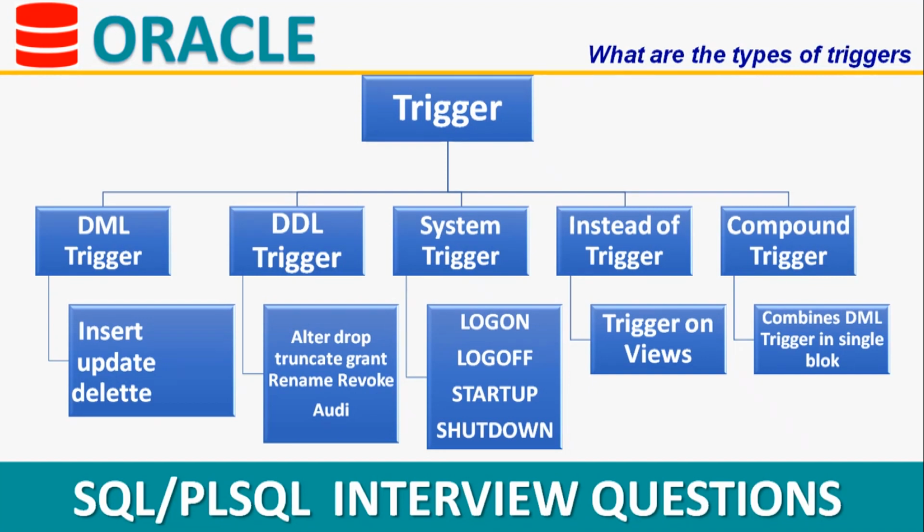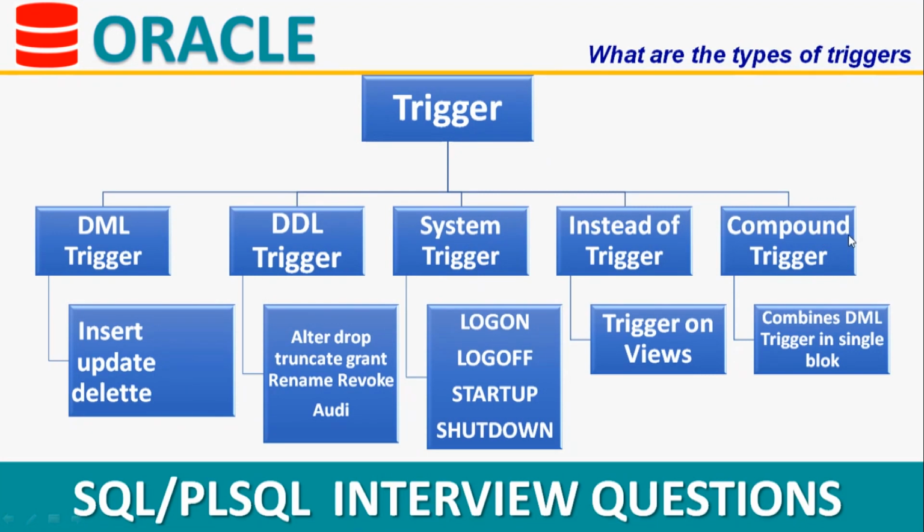So if you want to allow the DMLs on complex views, we maintain INSTEAD OF view triggers. This trigger will work for the views. Except for this, all the triggers work for DDL and DML on tables. The system event triggers work at the database level.